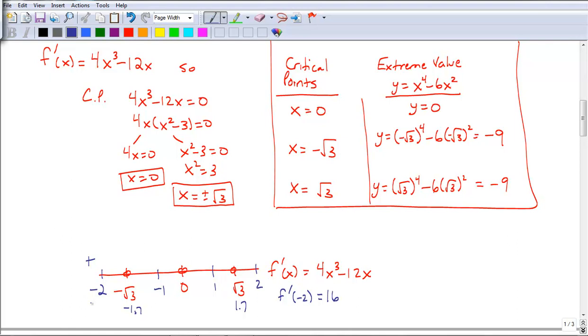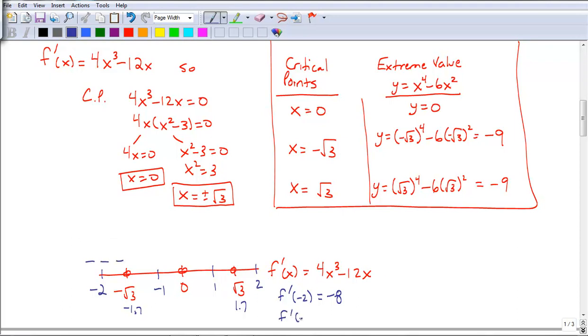That's when I plug in negative 2. 4 times negative 2 cubed, minus 12 times negative 2. That gives me negative 8. When I plug in negative 2 into the first derivative, I get negative 8. That tells me the function's decreasing there, because that's what I get when I plug it into the first derivative.